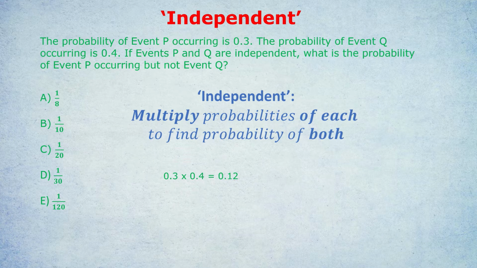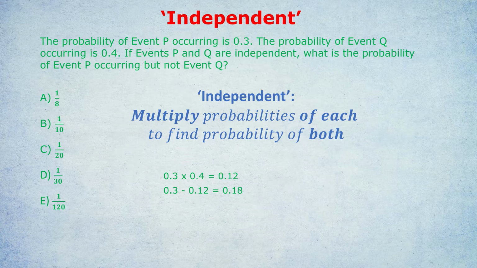Well, event P is 0.3. And of that, we know 0.12 is both of them happening. So we can simply subtract. If that doesn't make sense, draw out a Venn diagram and give the total of the P bubble 30% or 0.3. And then the overlapping bit is 0.12 or 12%.